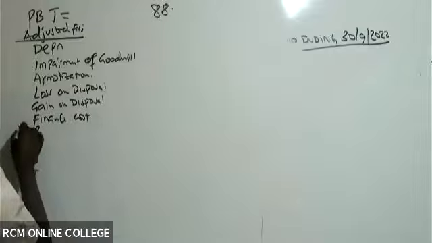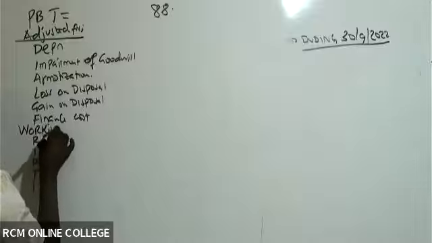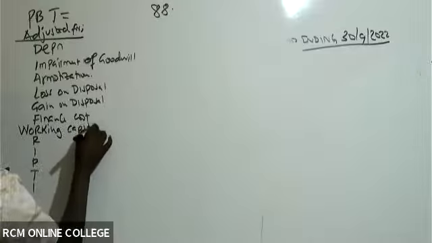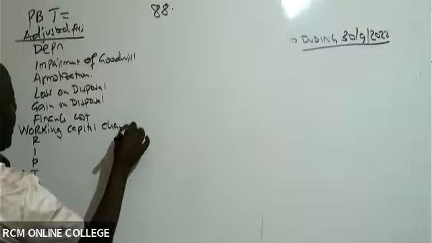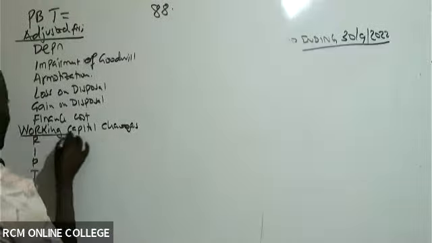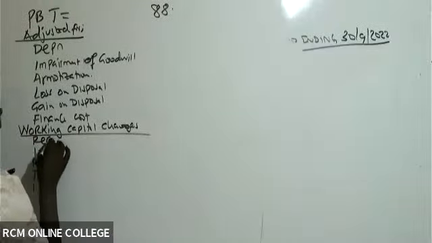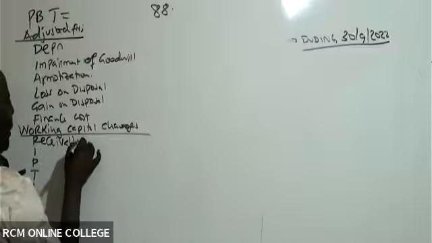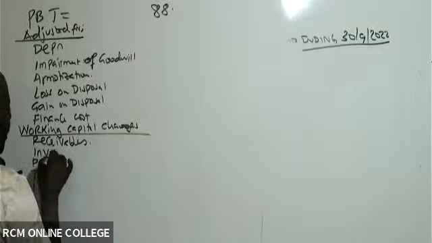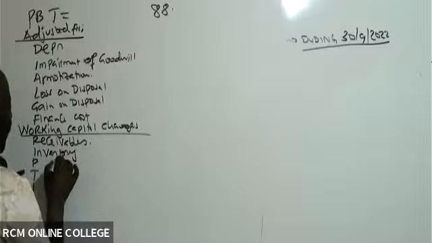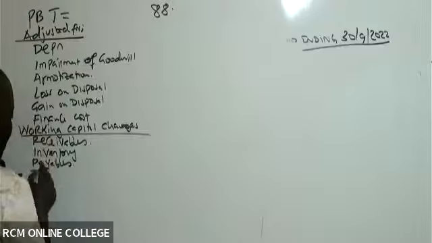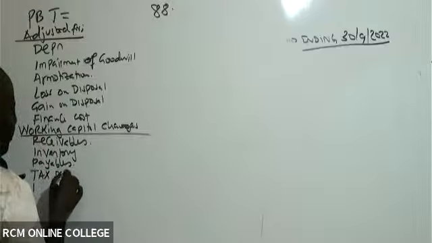We have here working capital changes. You underline this. Then we have receivables, then inventory, then payables. Then we have tax paid, and then interest paid.